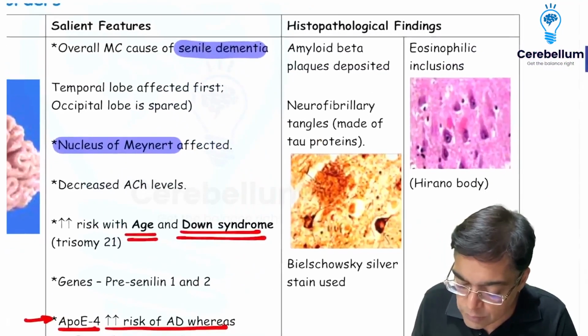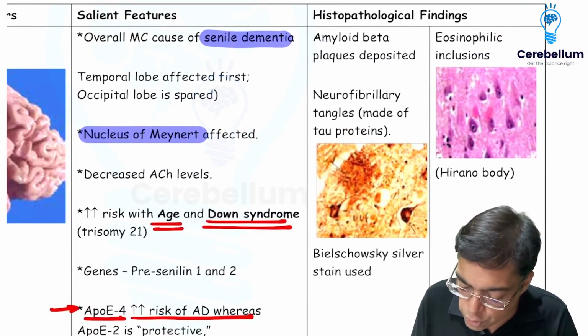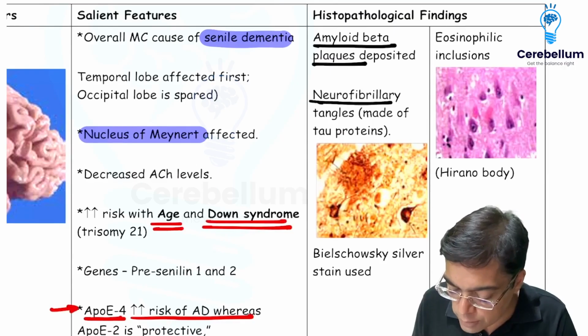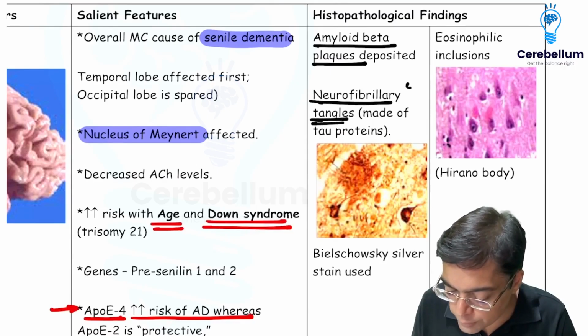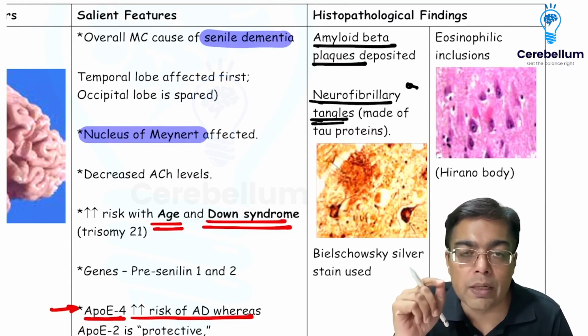At a microscopic level, the findings that we have in a patient having Alzheimer's include the deposition of the amyloid beta plaque. That's important. Patients are also going to have the deposition of tau proteins. The tau protein deposition is in the form of neurofibrillary tangles.